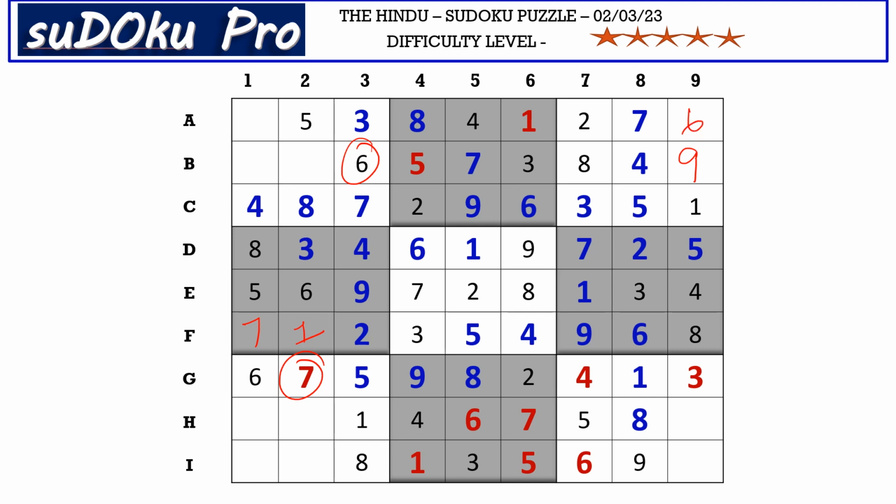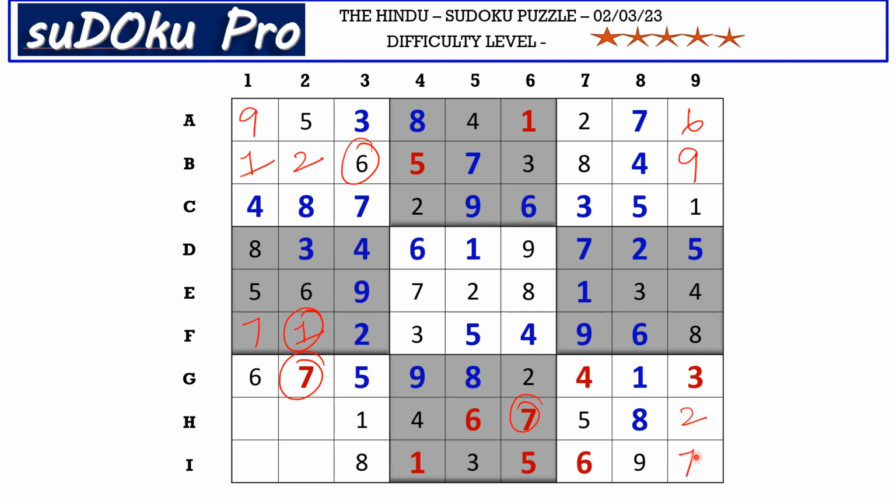Now in A row, we have only one empty cell and the missing number is 9. Here the missing numbers are 1 and 2. This 1 blocks here. So B2 takes 2 and B1 takes 1. Now coming down here to column 9, the missing numbers are 2 and 7. This 7 blocks here. So H9 takes 2 and I9 takes 7.